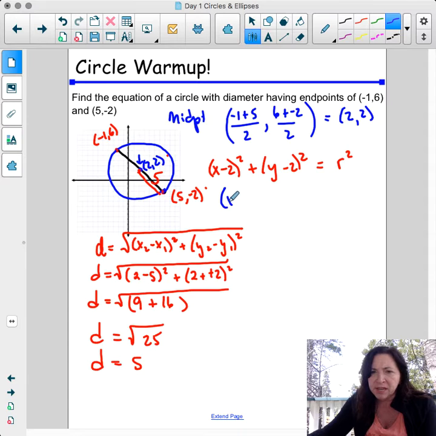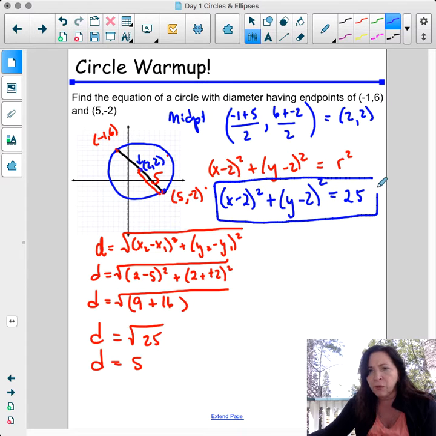my equation in standard form is going to be x minus 2 quantity squared plus y minus 2 quantity squared is equal to 5 squared, which is 25. So here's my equation in standard form for my circle.